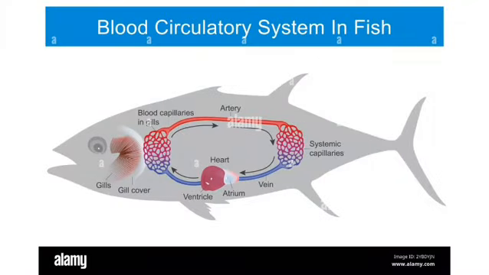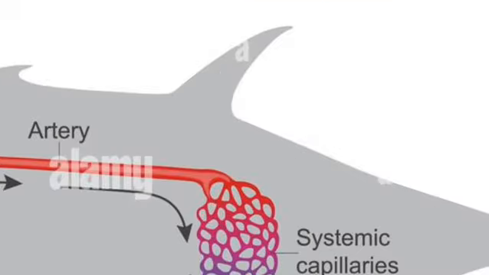Next, we discuss the dorsal aorta. The dorsal aorta is the main artery that carries oxygenated blood from the heart via the systemic arches to all parts of the body. In fishes, it is formed by the union of efferent branchial arteries after blood is oxygenated in the gills. It runs backward beneath the vertebral column, giving branches to various organs.